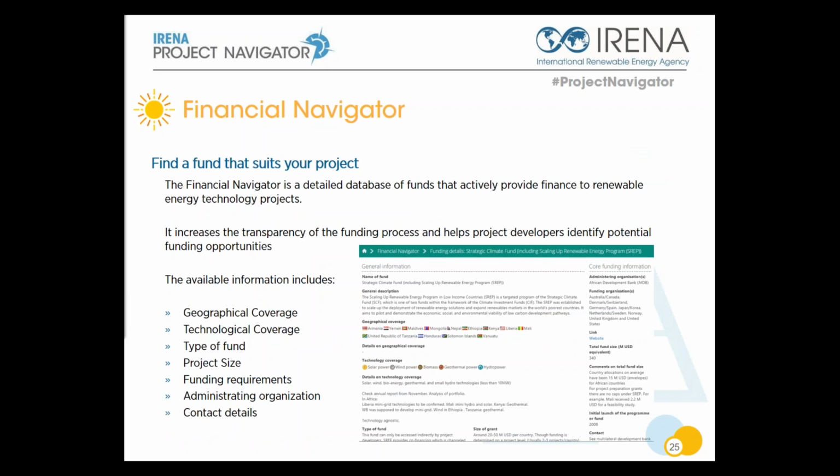The Financial Navigator is basically a tool where we provide currently 30 global funds for renewable energy technologies. It is basically a search mask where you put in the size of your project and the technology you want to develop or you want to finance. You give a figure about the expected financial size of your project, and then you will find country by country, in the country where you are, the available funds that may support the financing of your renewable energy project.